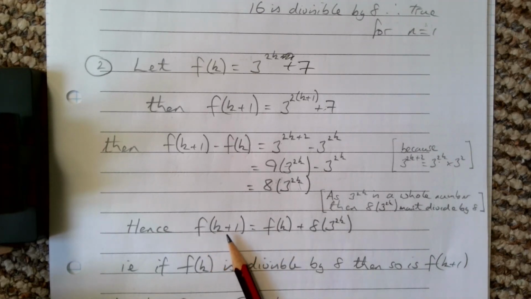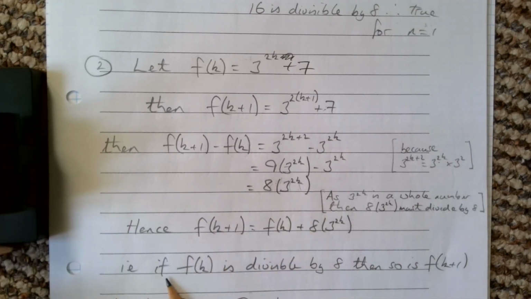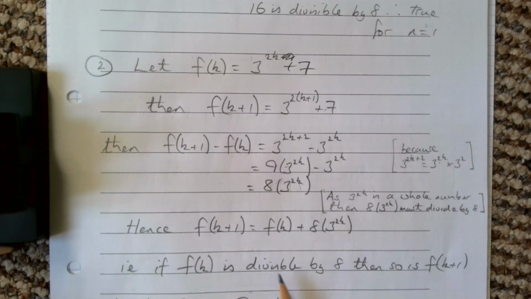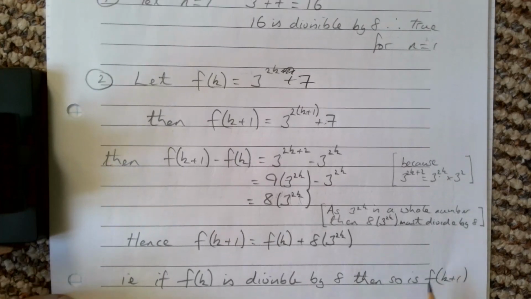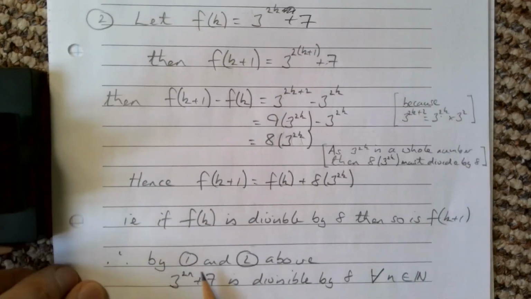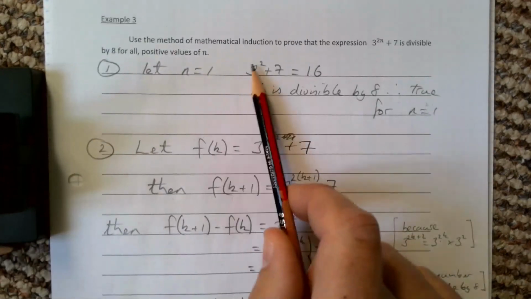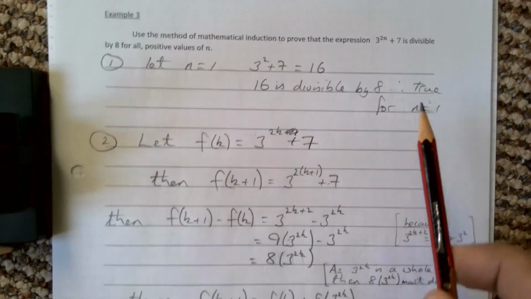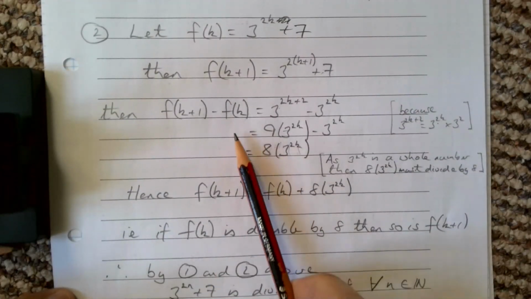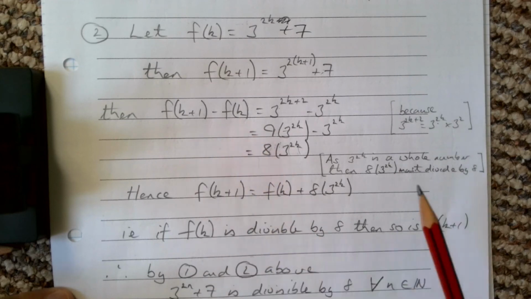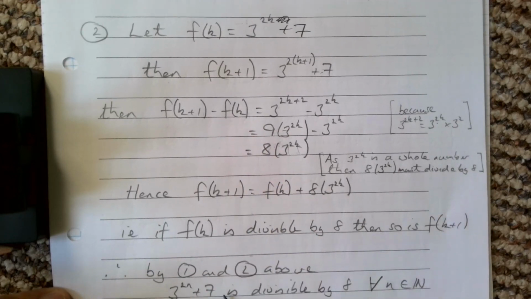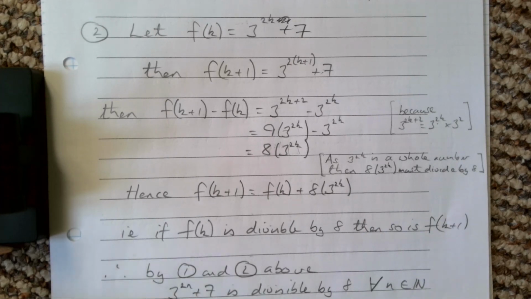So f of k plus 1 is then divisible by 8, i.e. if f of k is divisible by 8, then so is f of k plus 1. So we're pretty much there. By 1 and 2 above: 1 was shown as true for a small number, and 2 is, assuming it's true for k, we've shown it's true for k plus 1. Then 3 to the power of 2n plus 7 must be divisible by 8 for all natural numbers.